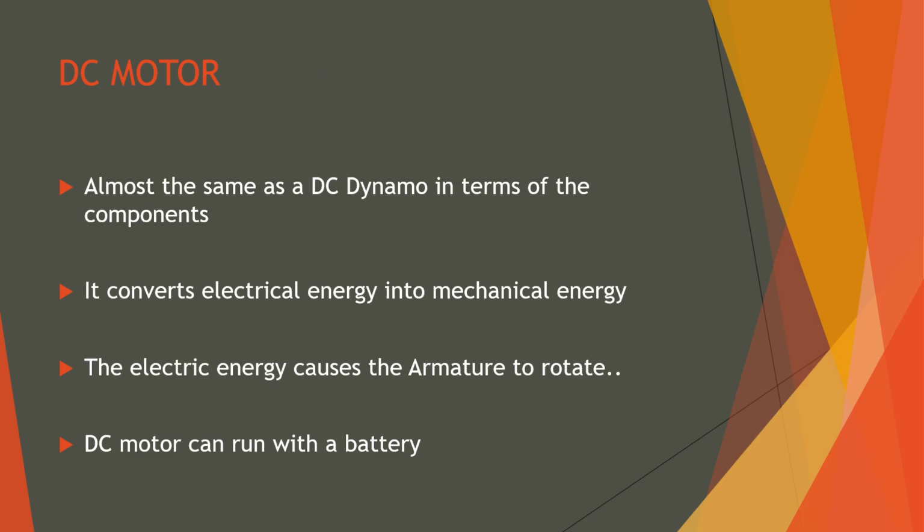Now DC motor, as we discussed, is almost the same as a DC dynamo in terms of the components. Mostly a DC dynamo can also work as a DC motor. It converts electrical energy into mechanical energy, that is mechanical energy of rotation. The electrical energy causes the armature to rotate. Let's see how it works. A DC motor can run with a battery.